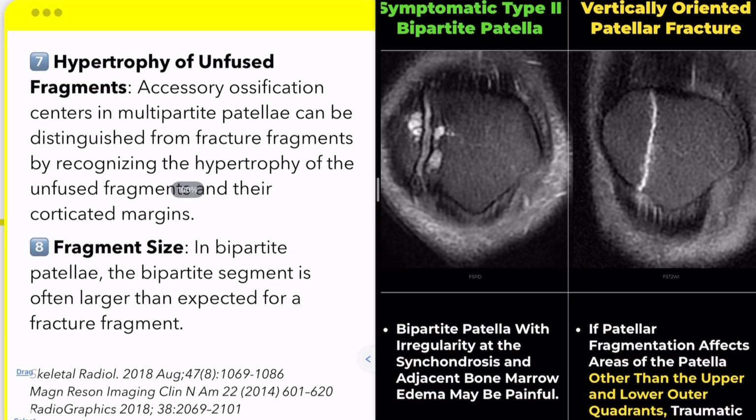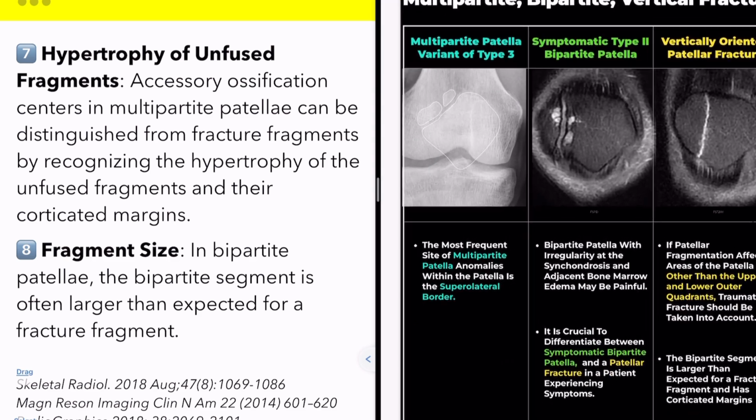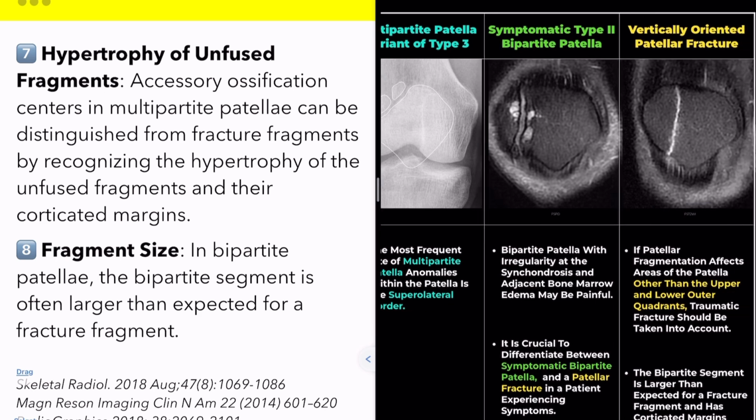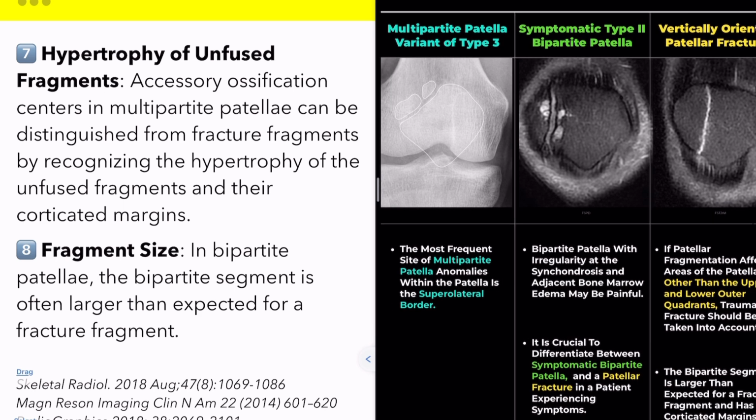Seventh, hypertrophy. In multipartite patellae, accessory ossification centers can be distinguished from fracture fragments by recognizing the hypertrophy or enlargement of the unfused fragments and their corticated margins. Eighth, fragment size. The bipartite segment is often larger than expected for a simple fracture fragment.